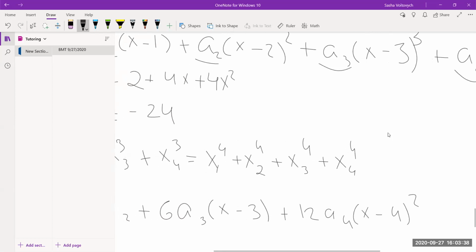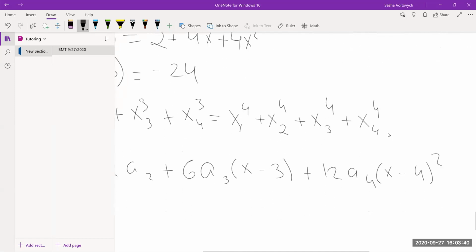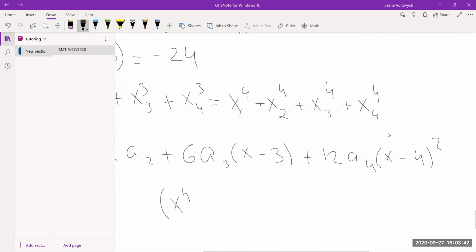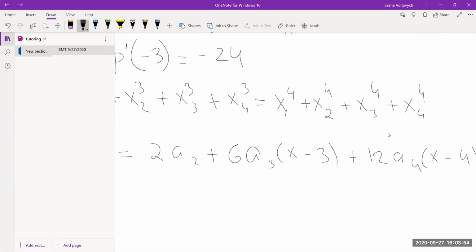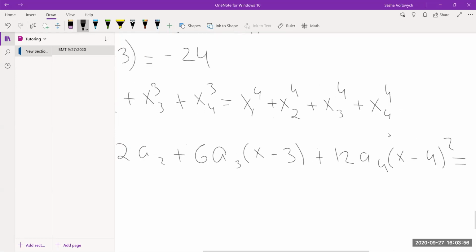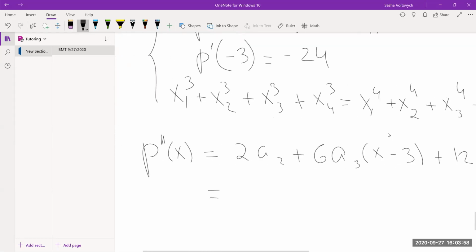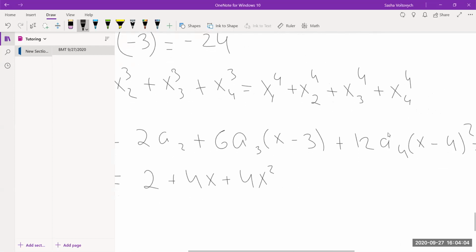So here we're differentiating, using the formula for the derivative of x to the power of n, which is n x to the power of n minus 1. So this is how this formula was obtained. Okay, and we know that this is equal to 2 plus 4x plus 4x squared.